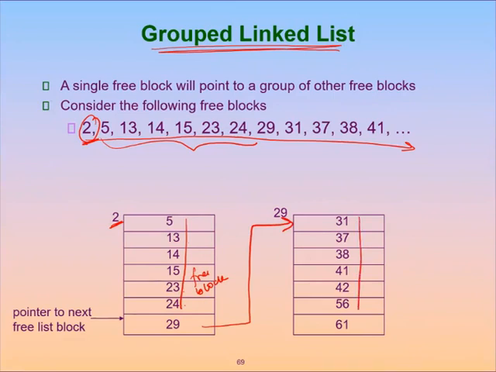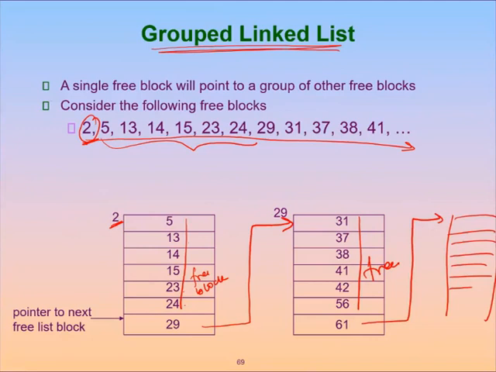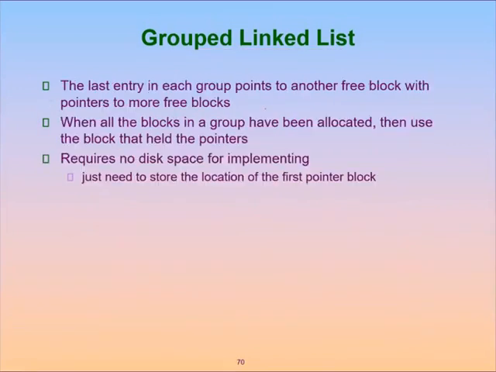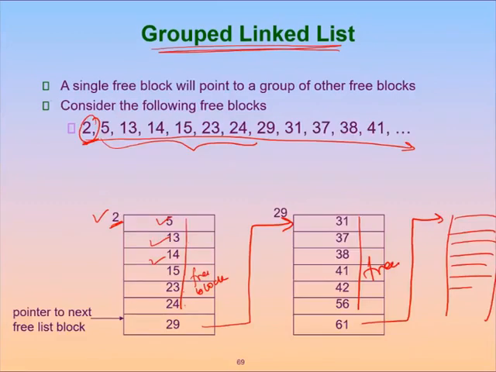So these are the free blocks, and on 61, you can find more free blocks if required. So if you need, suppose, 3 free blocks, you just have to do one disk access. In one disk access, you know that 5, 13, and 14 are free blocks. So this is called the grouped linked list. The last entry in each group points to another free block, which points to more free blocks, something like that. And when all the blocks in a group have been allocated, then use the block that holds the pointer.